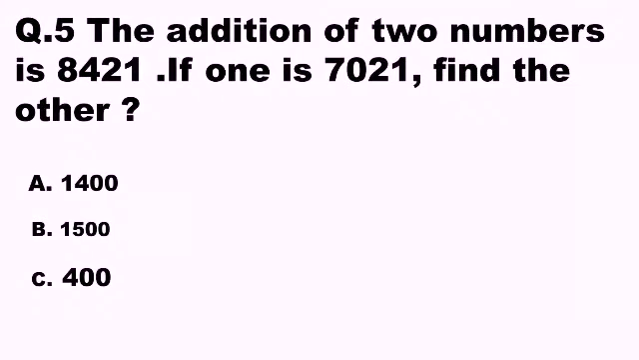Check it and write. Read the fifth question. The addition of two numbers is 8421. The addition means the sum of two numbers is this. If one is 7021, then find the other. Options are given here, but from the next there will be no options. You have to answer it. Option A, 1400, 1500 or 400. What will be the answer?